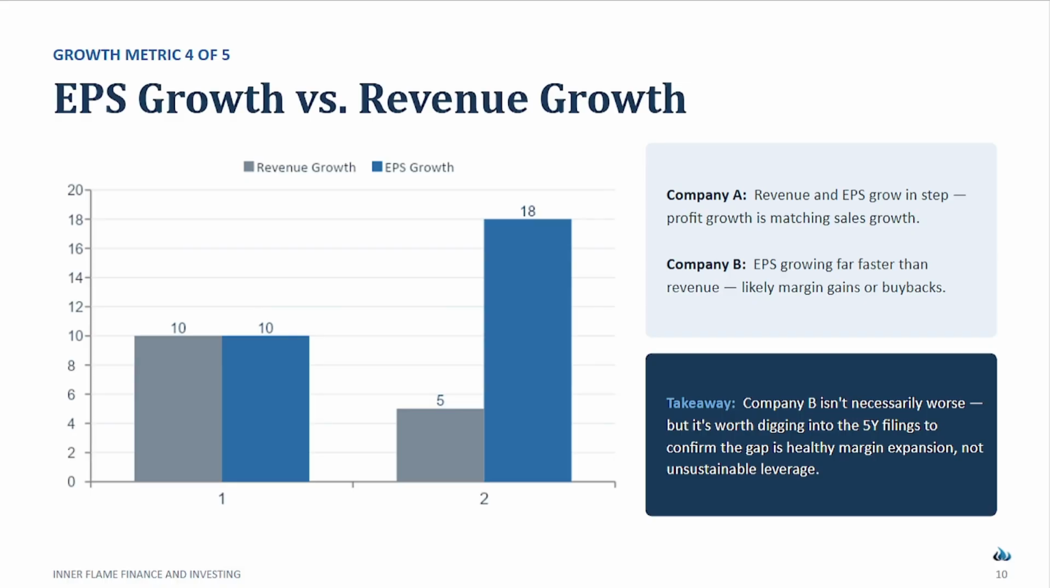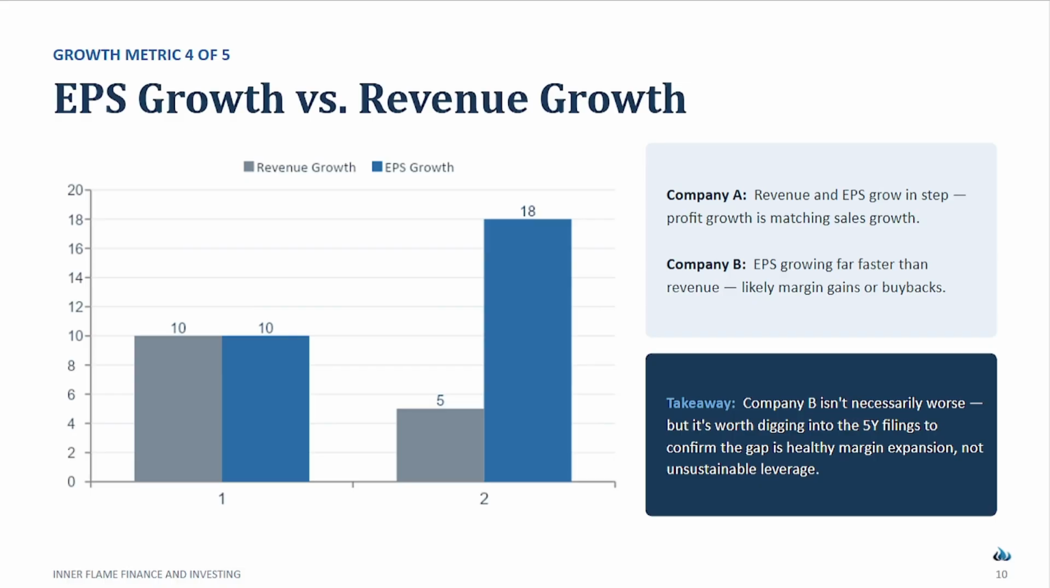So we have two companies, Company A and Company B. For Company A, revenue and EPS actually grow in step. They're both growing 10% a year, every single year. So profit growth matches sales growth. Company B, on the other hand, the EPS, earnings per share, is growing a lot faster than the revenue, likely due to margin gains or buybacks.